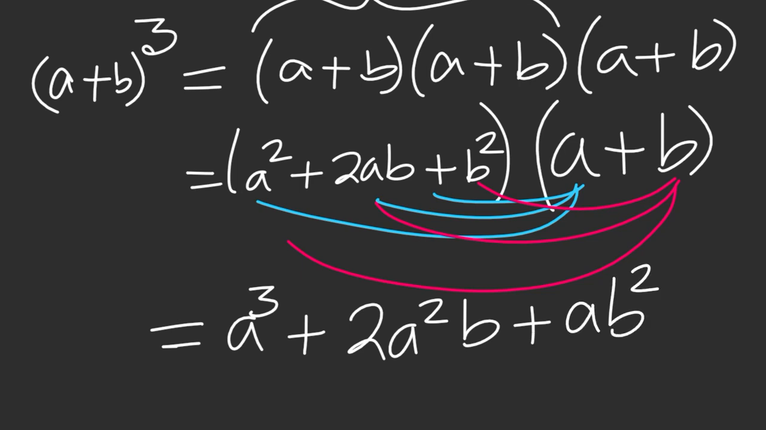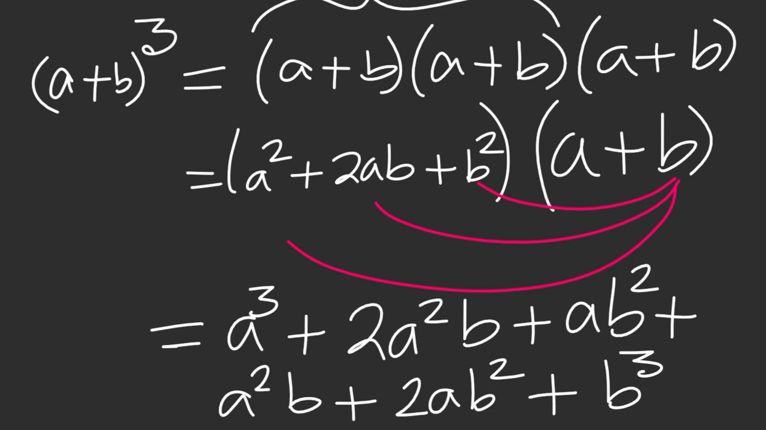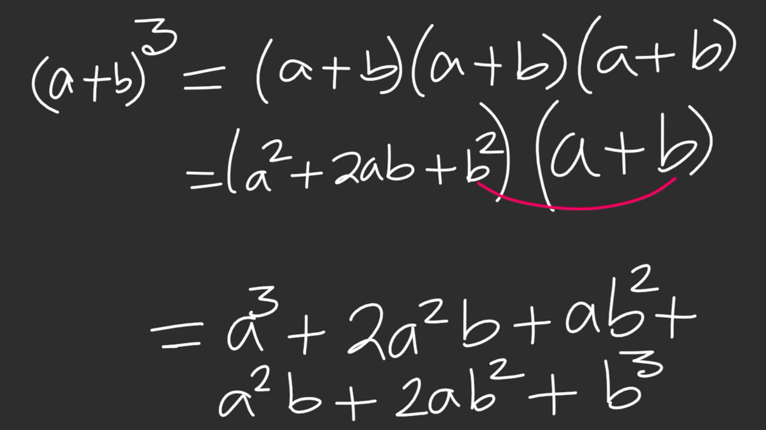So the multiplication of a is completed. Now the multiplication with b is left. Since all are positive, it's quite easy. So this would be a square b, then b into twice ab would be equal to twice ab square, and b into b square is equal to b cube. So the multiplication of b with a square, b with twice ab and b with b square is also done.